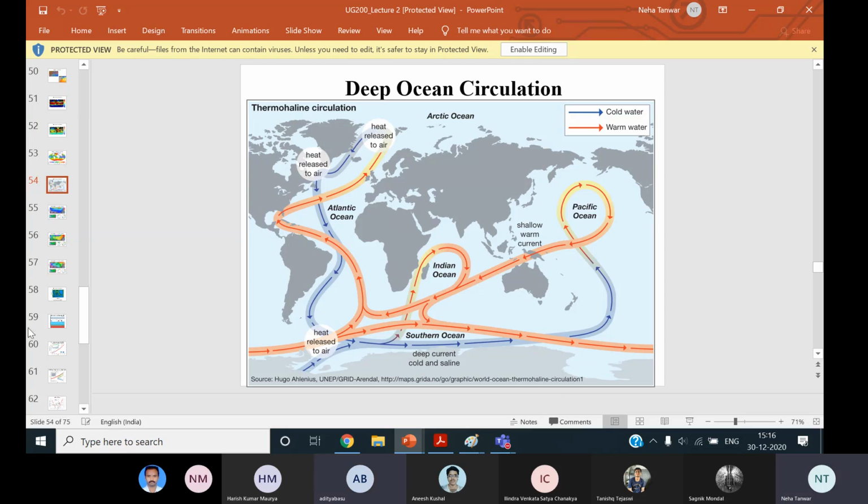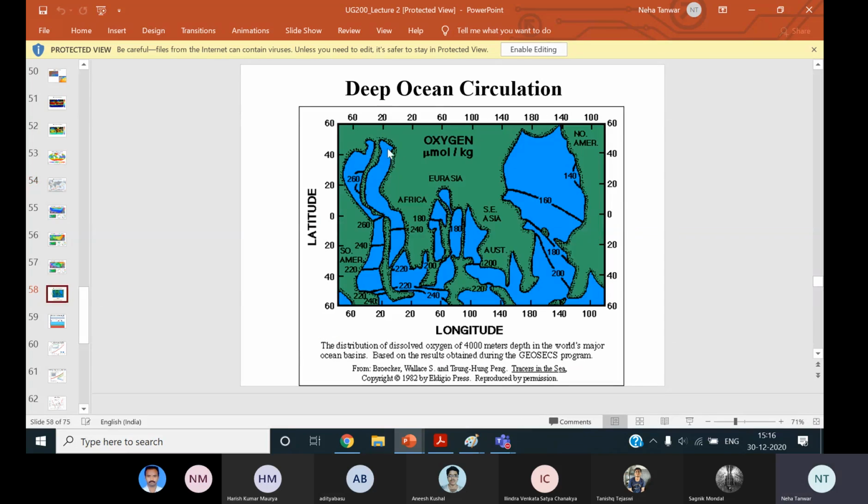That's why this plot. The seawater sank in the northern Atlantic. It had 260 micromole per kg of oxygen, but by the time it reaches the northern Pacific, it is only left with 140. Because deep water once sunk, it cannot exchange.